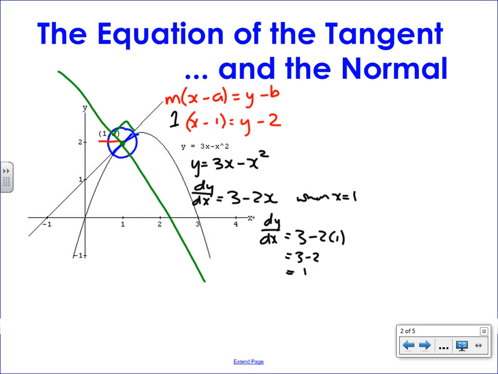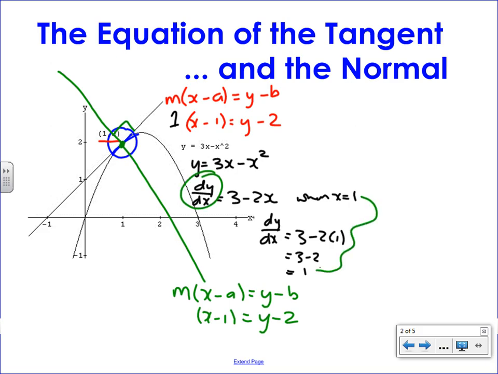So it goes through the same point, but it's perpendicular. It's still a line, so we still start by writing m(x minus a) is y minus b. It's still going through the point (1, 2). The gradient we still find by finding the gradient function, but when we find the gradient at x is 1, what we found there is the gradient of the tangent, and what we want here is the gradient of the normal, which is perpendicular, so we need the negative reciprocal. So it'll be minus 1 over 1, which is minus 1, and then that's the gradient of the line. That's the equation of the line.